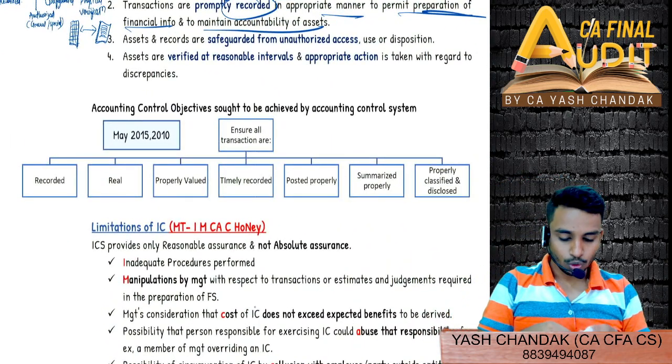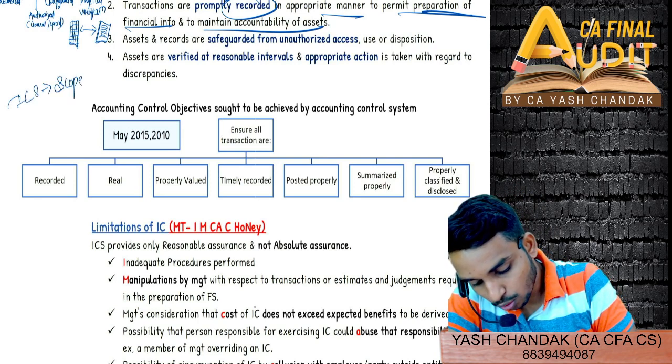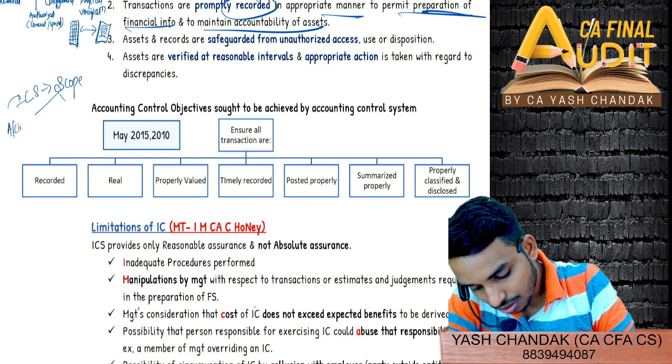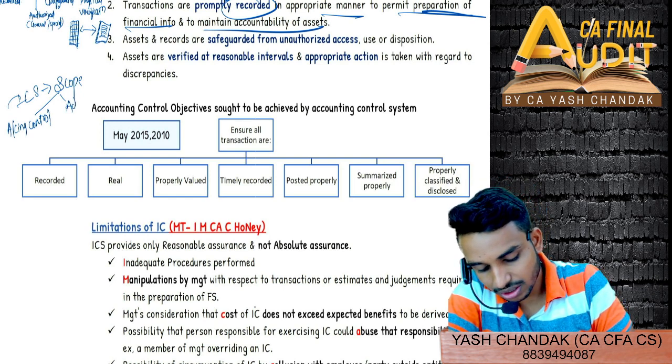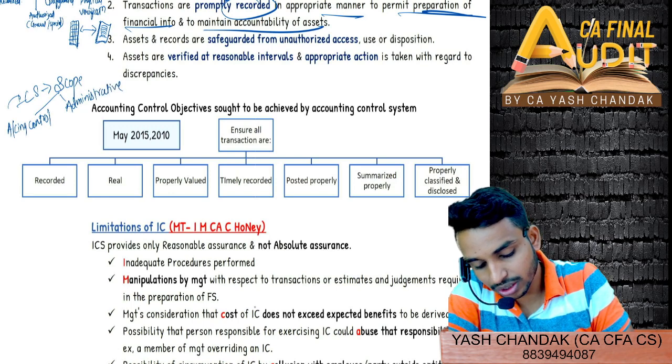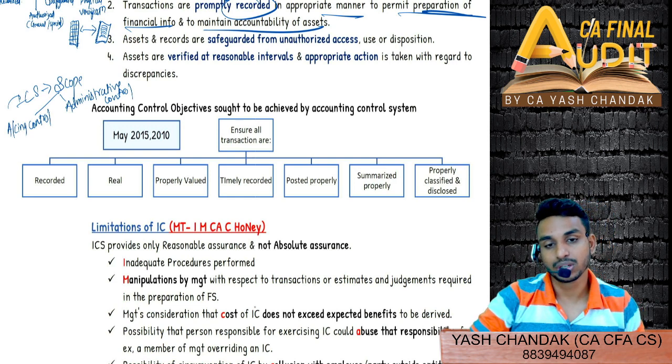So just now I told you internal controls system scope wise, it not only deals with accounting control but also deals with what? Yes, also deals with administrative controls, right or not? Just now I told you it also deals with administrative control.